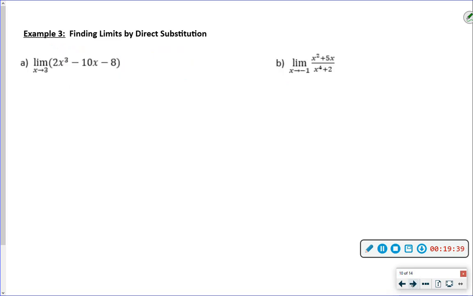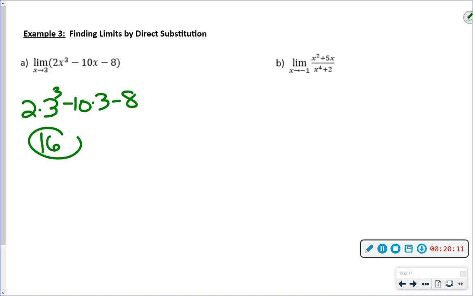But find the following limits by direct substitution. Now we're to the good stuff. Is your function a polynomial? Yes, direct substitution. Put 3 in for the x. So you're going to do 2 times 3 cubed minus 10 times 3 minus 8. Use your calculator, maybe mental math it. What do you got? I got negative 16. So instead of using all the limit laws, here we are.